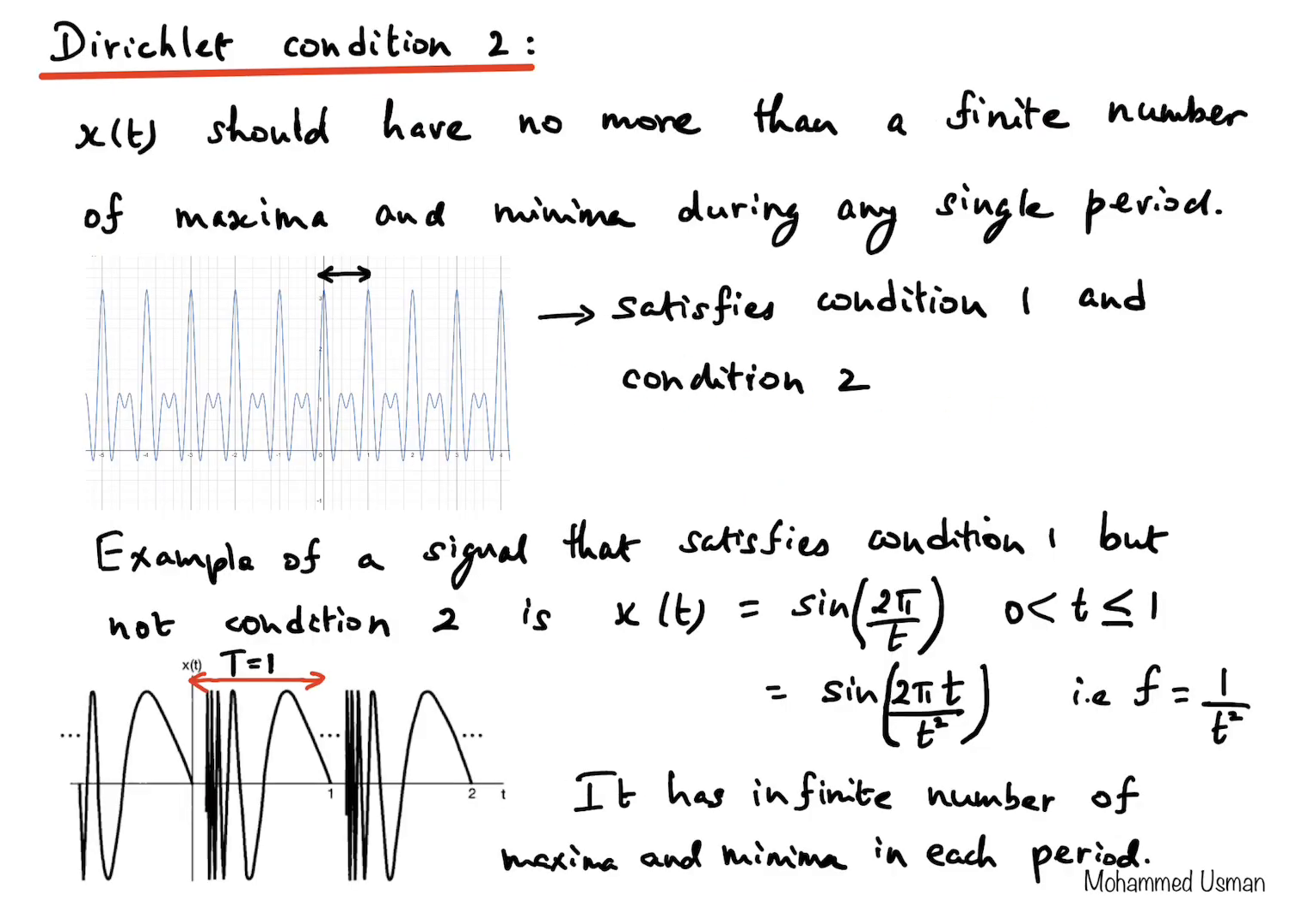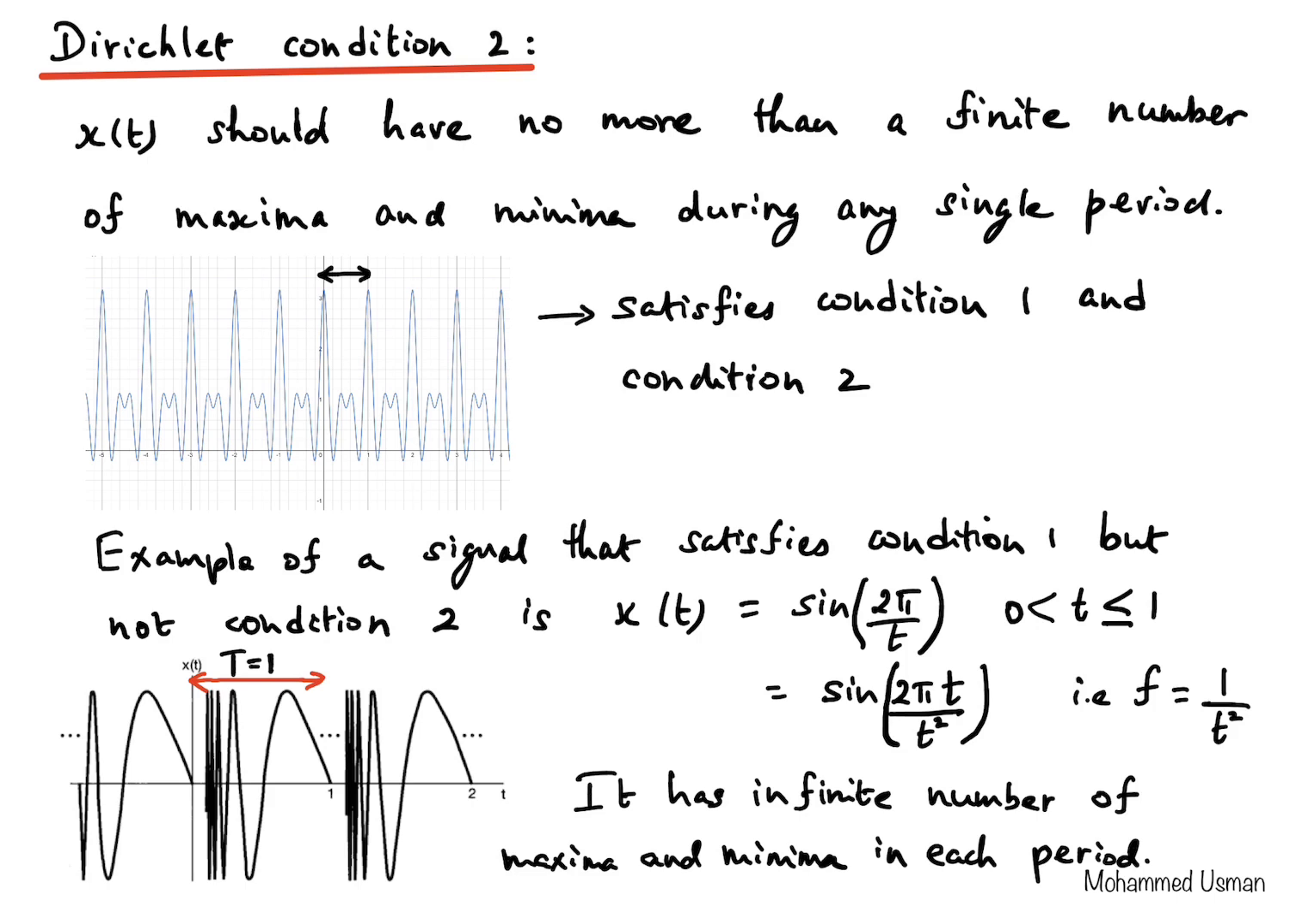The second condition that a signal must satisfy is that in any given period, it should have a finite number of maxima and minima. So if we look at this signal, this is a signal which satisfies both the conditions, condition 1 and condition 2. And this is an example that we discussed in the previous lecture as well. So we synthesized this using the Fourier series representation. So therefore, it clearly has a Fourier series.